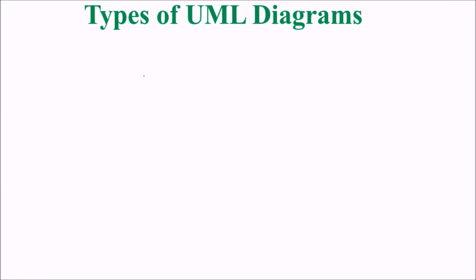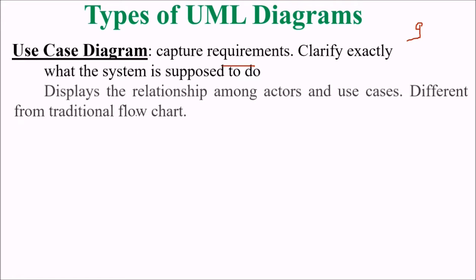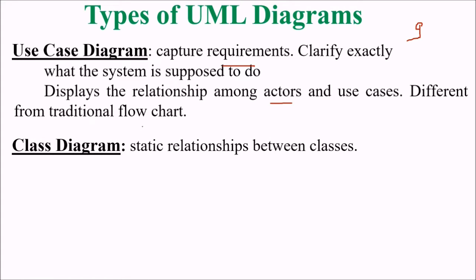So there are types of UML diagrams. In all, there are 9 major diagrams. The use case diagram will capture the requirements and clarify exactly what the system is supposed to do. It will display the relationship among the actors and use cases. And it is different from a traditional flow chart, as you'll see.